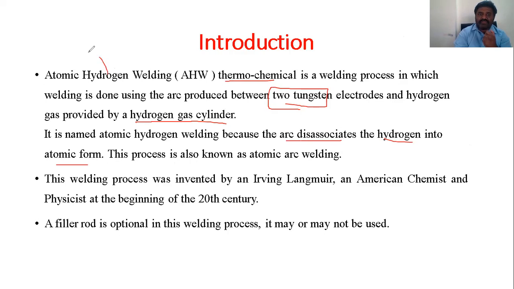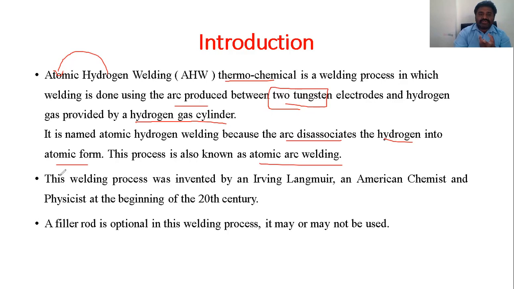Just now I said hydrogen is converted to atomic form here. This process is known as atomic arc welding, because an arc is struck between two tungsten electrodes. The arc is produced between the two tungsten electrodes.